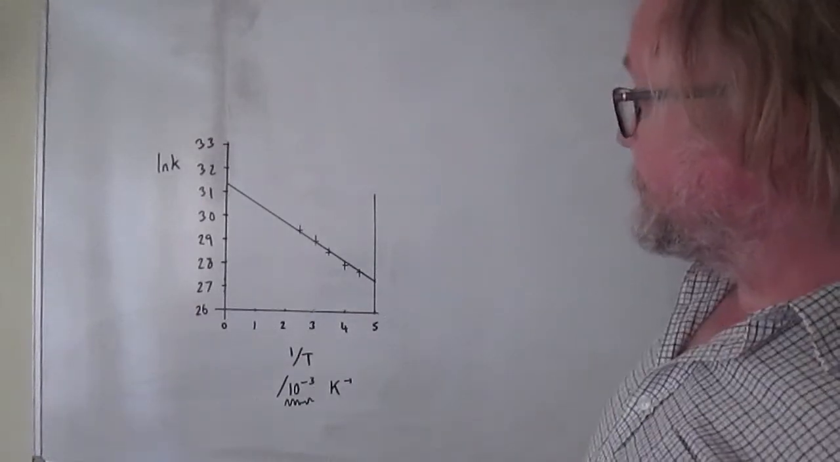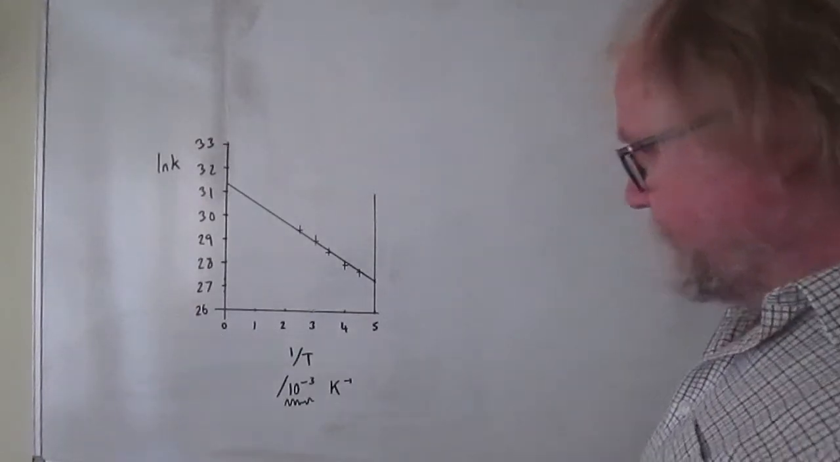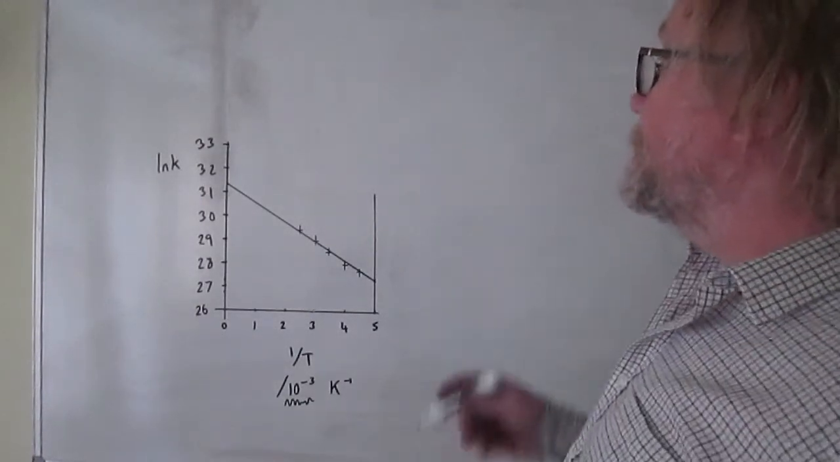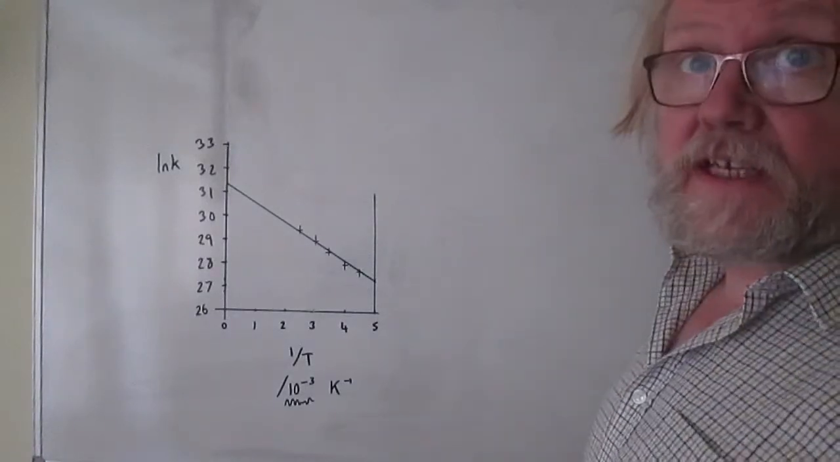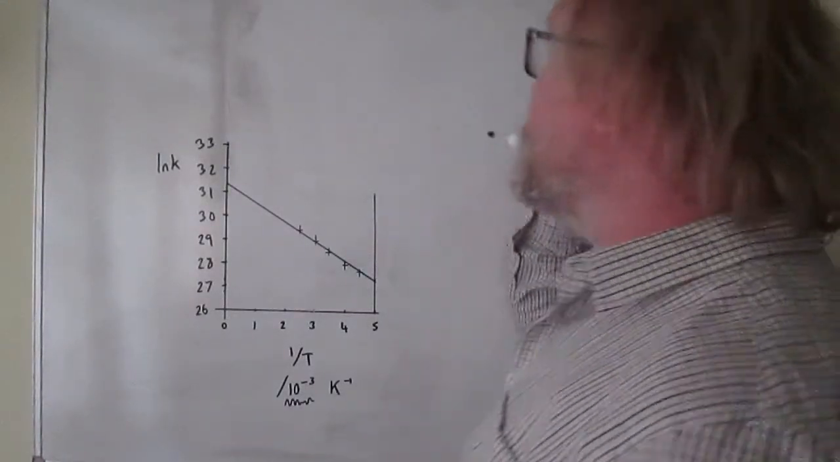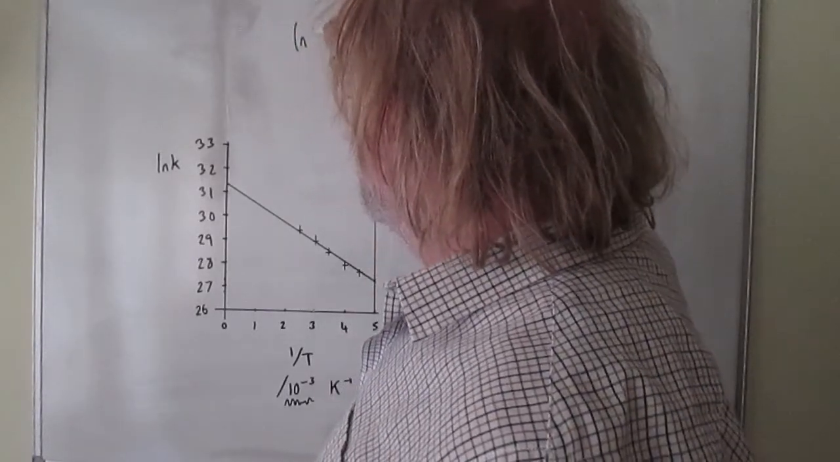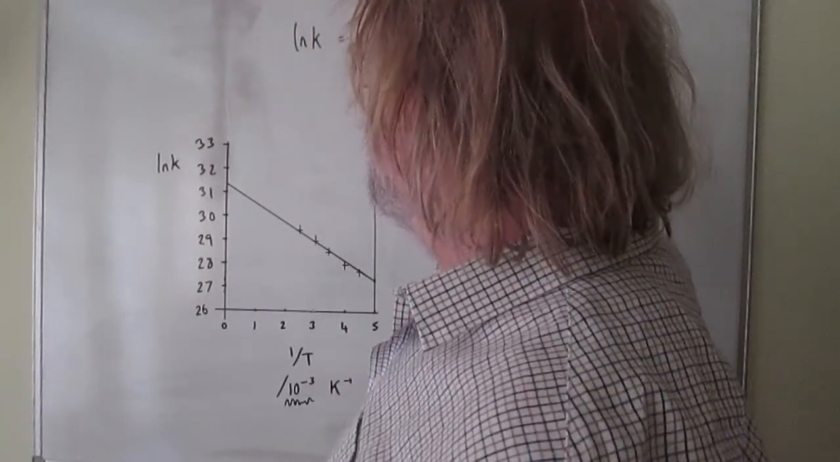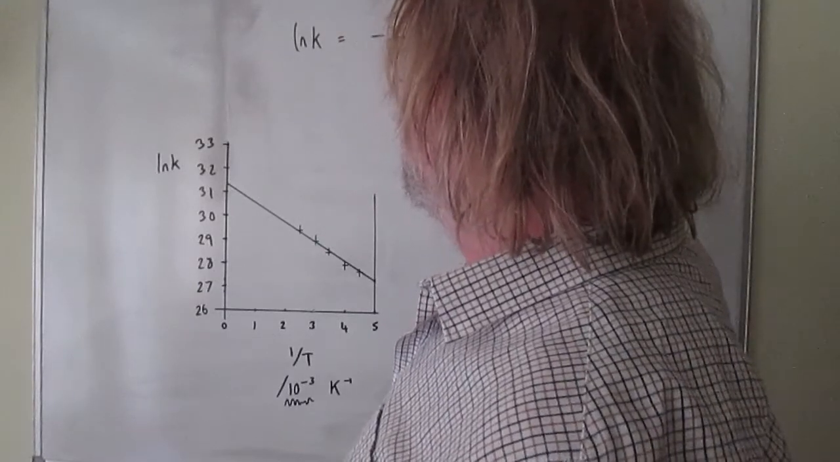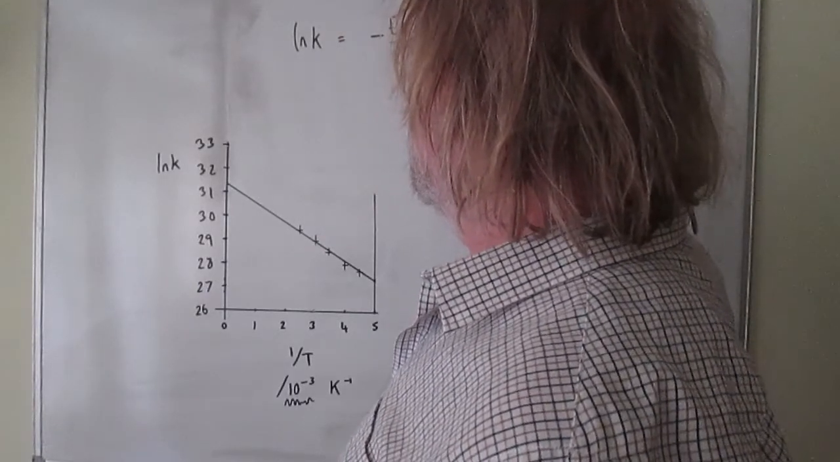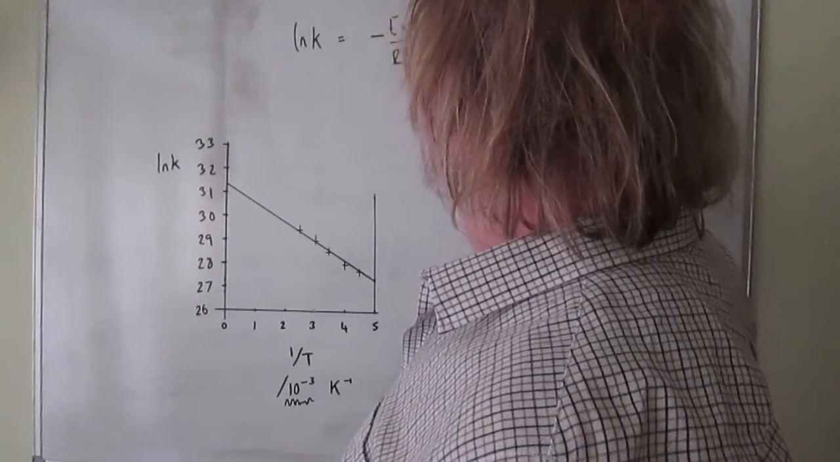Okay, so that's a reasonable sort of line. And the point about that is that we can then fit that line to the Arrhenius equation. On your data sheet, you have the Arrhenius equation written in this form: the natural log of k is equal to minus EA over RT plus the natural log of A.